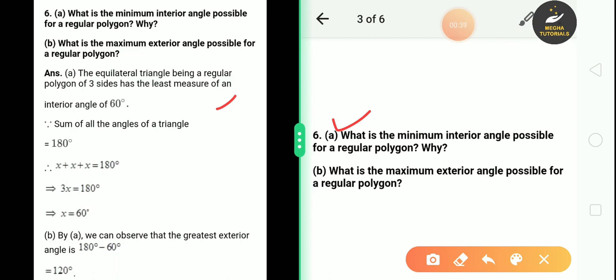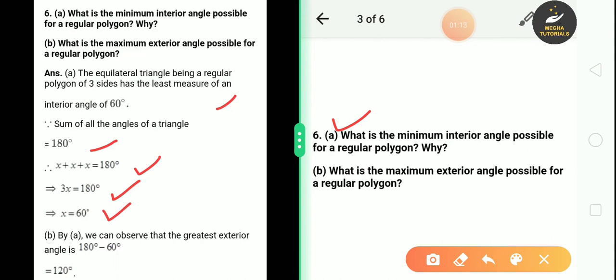So please see the solution. The equilateral triangle, being a regular polygon of 3 sides, has the least measure of an interior angle, 60 degree. We know that each angle of an equilateral triangle is 60 degree. Okay, and the sum of all the angles of a triangle is equal to 180 degree. That is the angle sum property of a triangle. If we consider each interior angle is x, then x plus x plus x is equal to 180 degree, that is 3x is equal to 180 degree, and then we'll get each interior angle is equal to 60 degree.